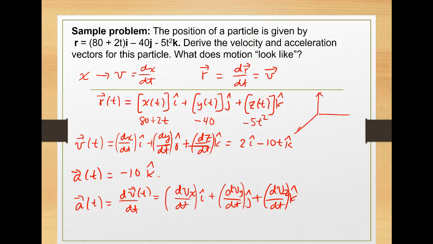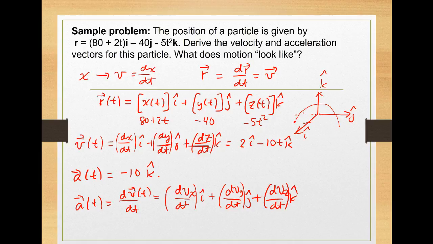So if I kind of set up my i hat, j hat, and k hat, we're going to see that its initial position is at 80 and negative 40. So 80 is here, negative 40 might be there. So it starts out there. And it's going to have an initial velocity in the i hat direction, okay? So it's basically going to be something like this. Okay, so we have some sort of a parabola for its motion.